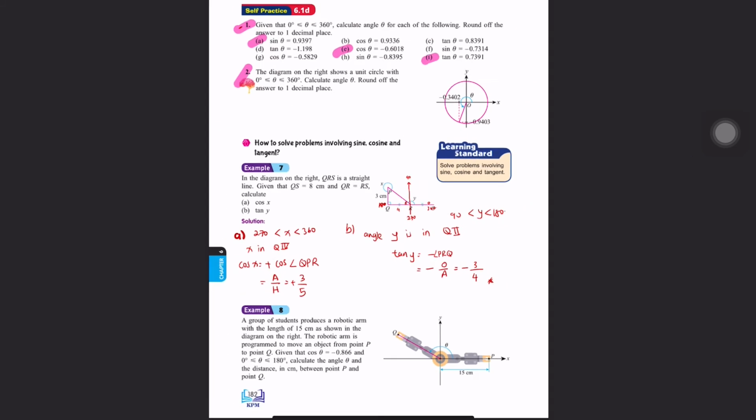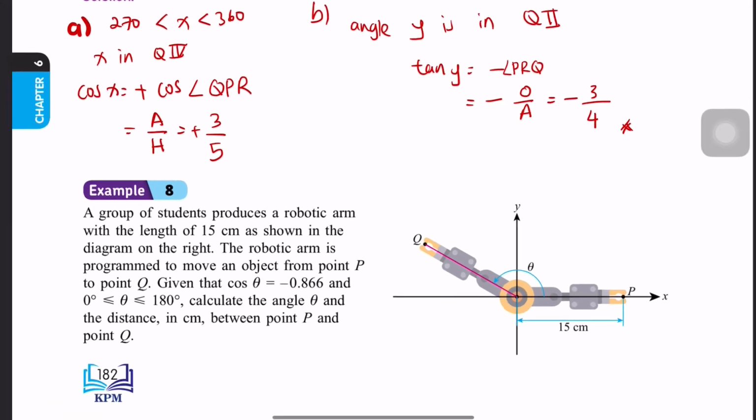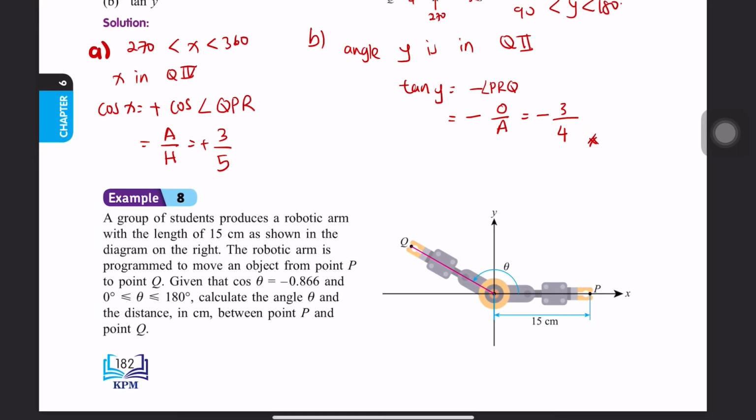Okay, so now kita tengok yang last one. Okay, example 8. A group of students produces a robotic arm with the length of 15 centimeter as shown in the diagram on the right. The robotic arm is programmed to move an object from point P to point Q. Given that cos theta is negative 0.866 and theta between 0 until 180, calculate the angle theta and the distance in centimeter between point P and point Q.